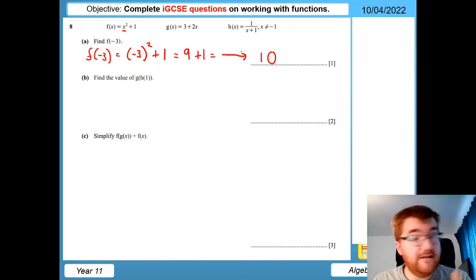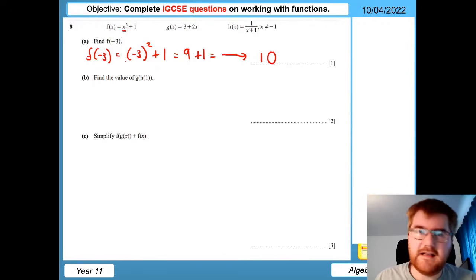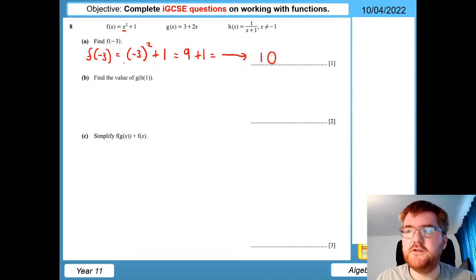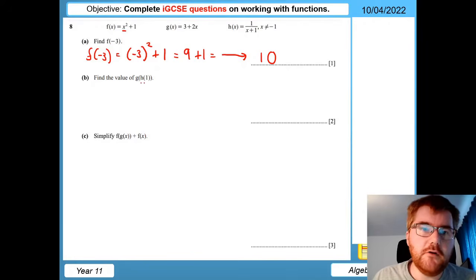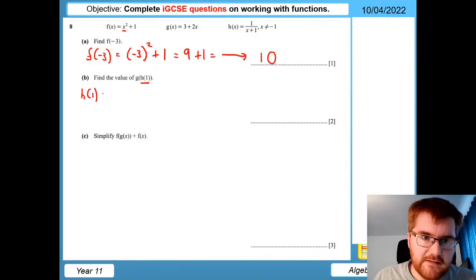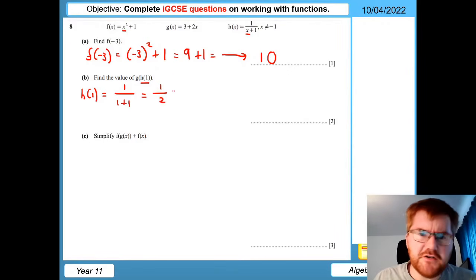And now we've got a very typical composite function. Again, hopefully getting the hang of this at home, because we do this regularly. So we've got h of 1 first of all. So h of 1, let's work that out. So wherever we see an x here, we're going to replace it with 1. So we get 1 over 1 plus 1. That's equal to 1 over 2, which I'm just going to write as a decimal, 0.5.